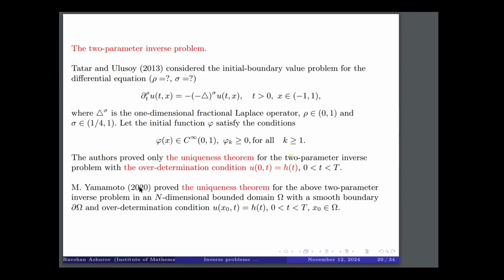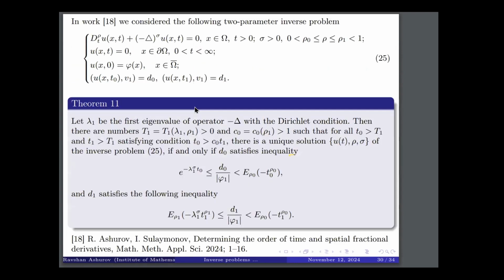Yamamoto in 2020 considered the same problem, but instead of a one-dimensional domain, he put an arbitrary n-dimensional domain, and instead of this overdetermination condition that Tatar and Ulusoy considered, 0 is inside the domain where you have the equation, and Yamamoto considers the following way. But also Yamamoto proved only uniqueness of the solution of this inverse problem. That means uniqueness for both parameters.